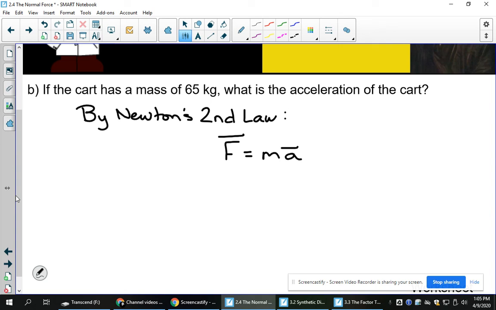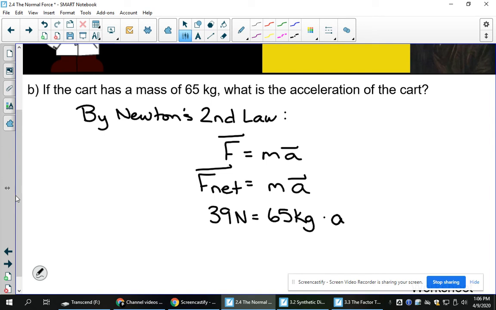What do we have for a force in this question? Well, we had two forces being applied. We added all of the components in the x and y direction together, and we got an overall net force. Mass we're given, and acceleration we're looking for. So I'm going to put my net force in there. We got 39 newtons. 65 kilograms is the mass, and we want acceleration.